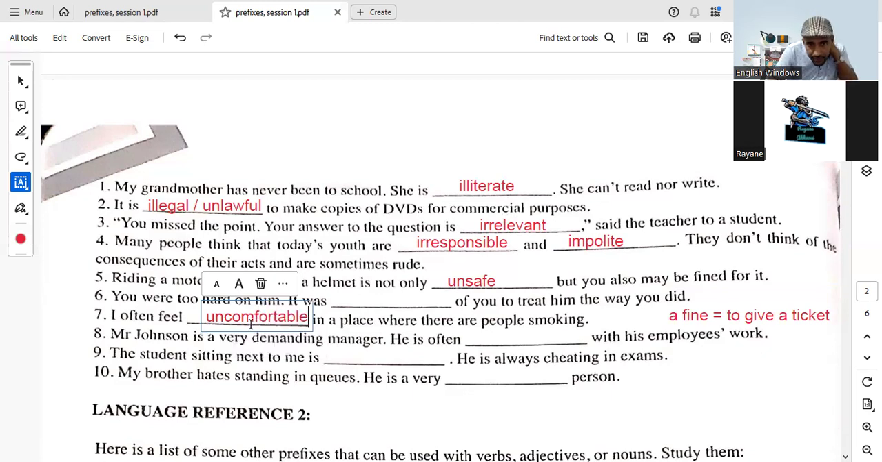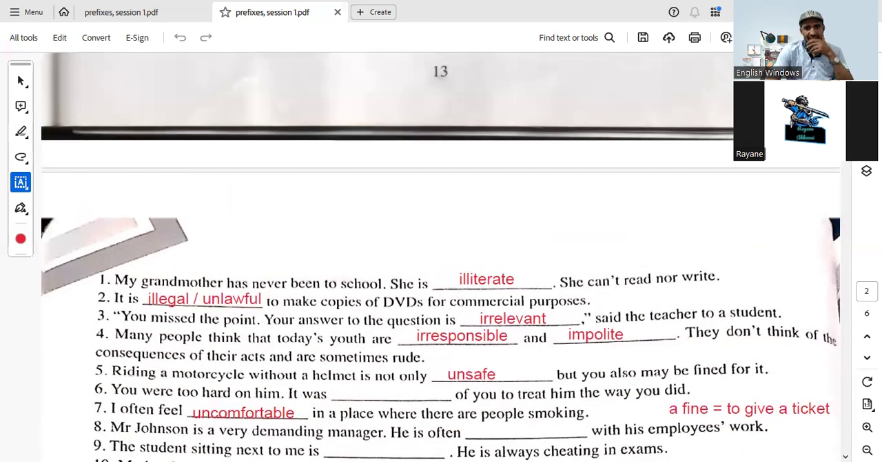What is that? Ah, yes, for number 6. Okay, let's go back to number 6. Uncomfortable is for number 7. Now, you were too hard on him. You were too hard or too rude on him. It was of you to treat him the way you did.